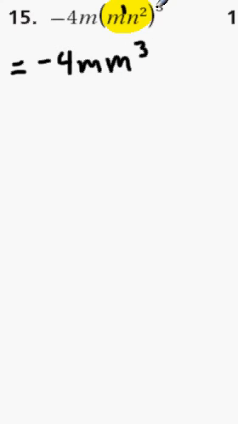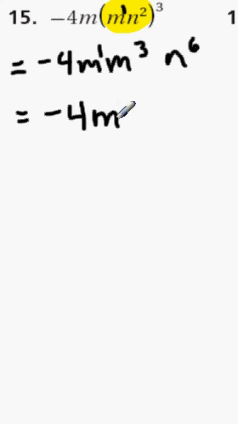Then I have n squared raised to the third power, so that's 2 times 3, which is n to the sixth. Alright? Now all I have to do is take these two m's and multiply them together. So m to the first times m to the third is m to the fourth. So I have negative 4 m to the fourth n to the sixth. Again, taking a multiplication expression, raising it to a power, you multiply the exponents. Okay?